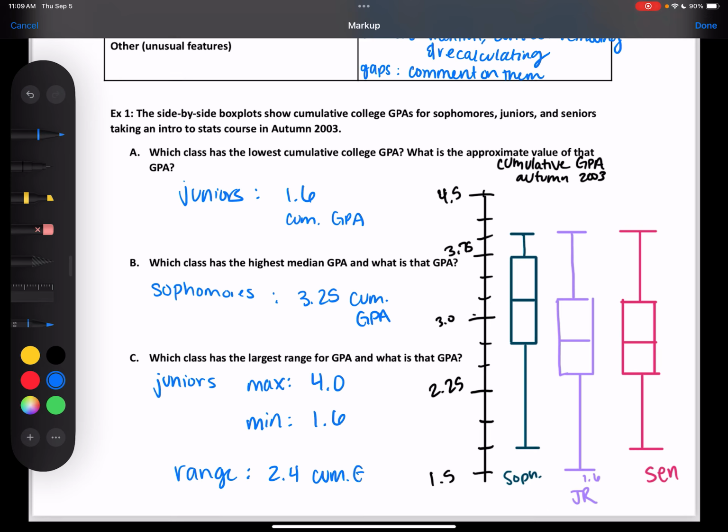Wait, it's going to 4? The 3.75 is right here. Oh, okay. I thought it was the line right above it. It just kind of writes it on top of the... Yeah, I got it.